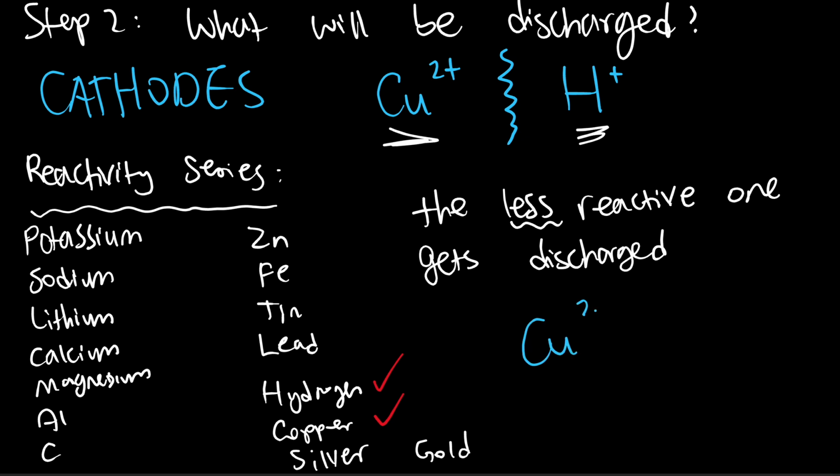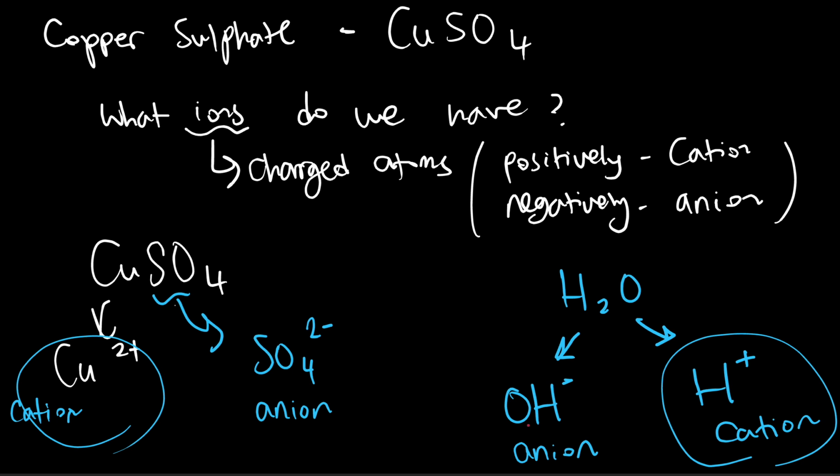So our Cu2+ gets discharged. It loses its charge. And I'll explain how this works in just a moment. So our copper gets discharged. Now, let's take a look at the anode side, the negatively charged side. What anions did we have before? We had our OH minus, and we had our SO4 2 minus.